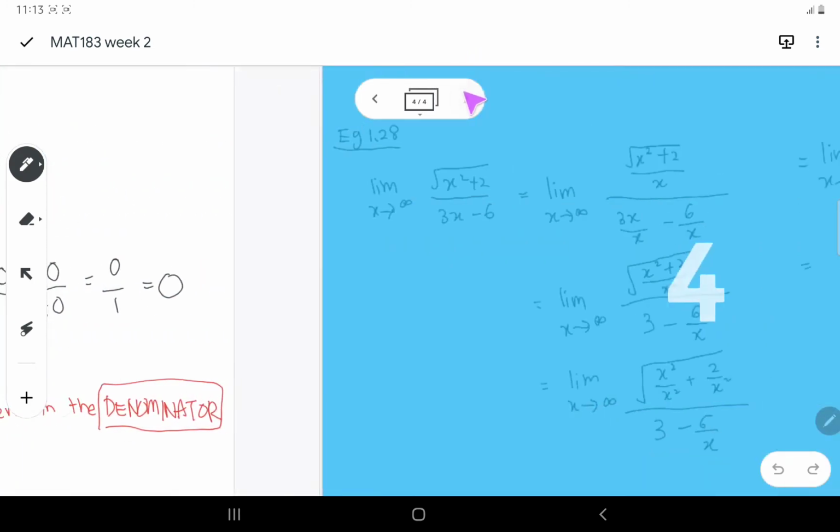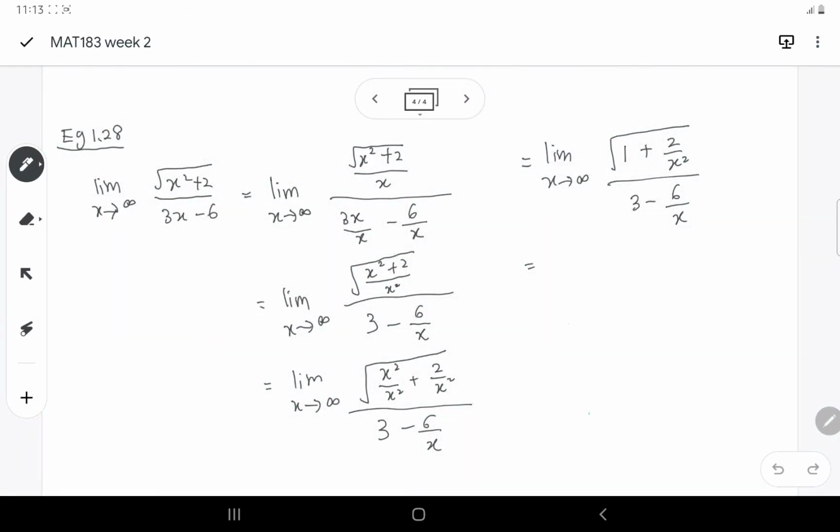So, which term in this question will become 0? This term will become 0 and also this term will become 0. Because 2 divided by x square, 2 is the real number and x power of positive integer. Same with this term, 6 is the real number and x power of positive integer, which is 1. So, dia akan jadi macam ni: 1 plus 0 square root divide by 3 minus 0. So, atas jadi square root 1 is equal to 1, divide by 3. So, this is the answer for this example.